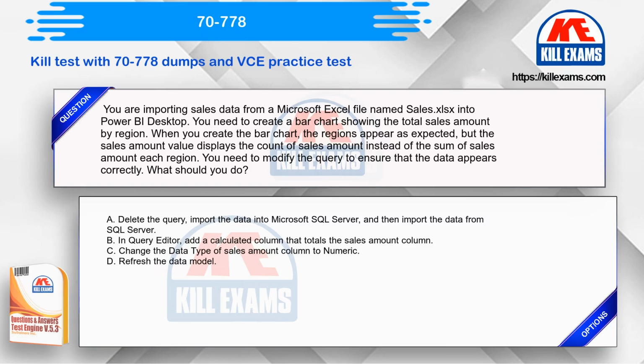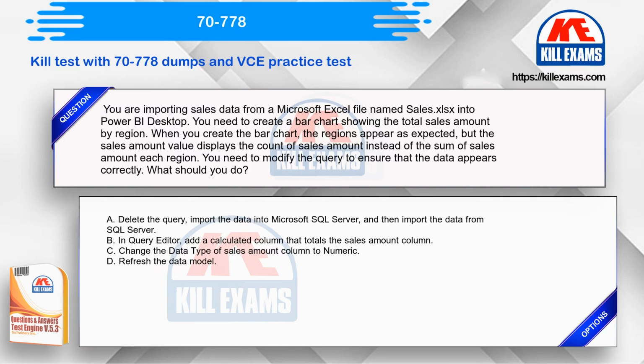You are importing sales data from a Microsoft Excel file named sales.xlsx into Power BI Desktop. You need to create a bar chart showing the total sales amount by region. When you create the bar chart, the regions appear as expected, but the sales amount value displays the count of sales amount instead of the sum of sales amount for each region. You need to modify the query to ensure that the data appears correctly.